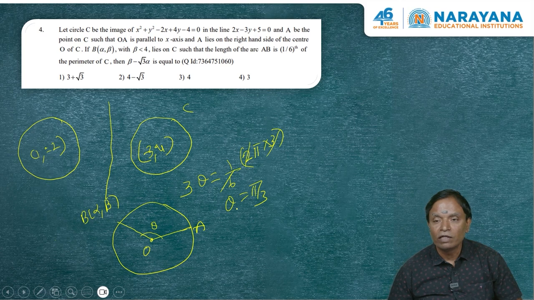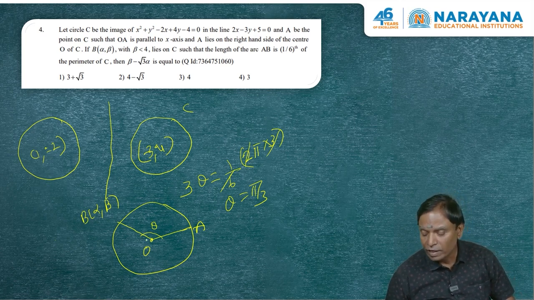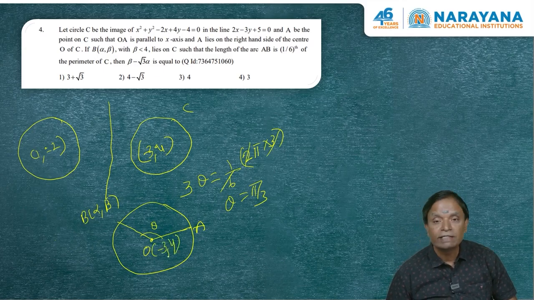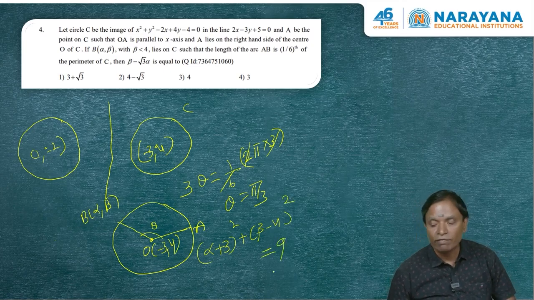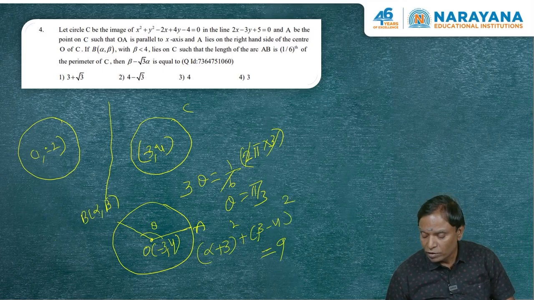Now we want the values of beta and alpha. This you can solve by using two things. One is (alpha, beta) lies on the circle whose center is (minus 3, 4) and radius is 3 units. So I can say (alpha plus 3) whole square plus (beta minus 4) whole square is equal to 9. This is one relation between alpha and beta. Now since you know theta, theta is nothing but pi by 3.